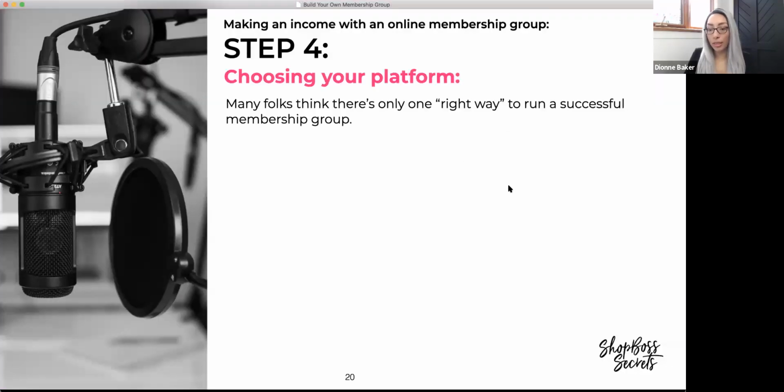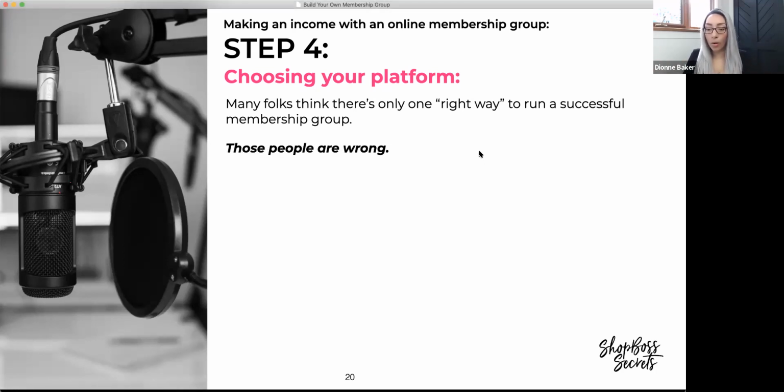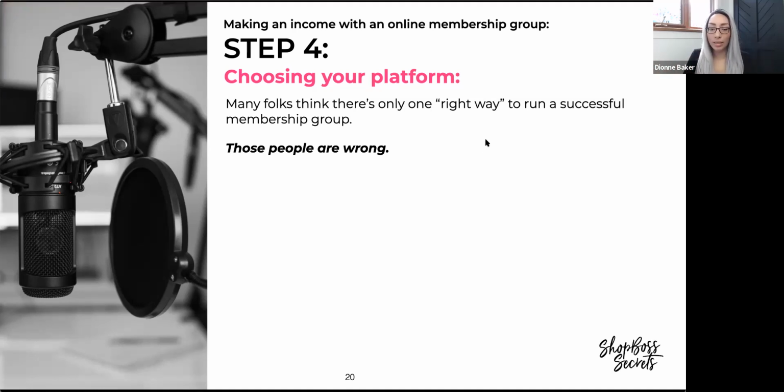Step 4 is choosing the platform. So many folks online, or gurus or teachers, will teach you there's only one way to run a successful membership group. And I'm just going to say it. Those people are dead wrong. There's a million different ways to run your group on your terms, how you want to run it, and be successful.